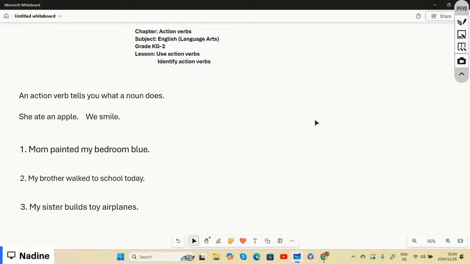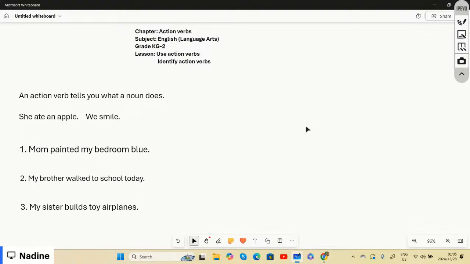All right, so when it comes to action verbs, remember, verbs are basically doing words. It tells us the action that the noun does. And remember, a noun names people, places, things, and animals. So if we talk about the action that the noun does, then of course it's the action that either a person or an animal does, right?